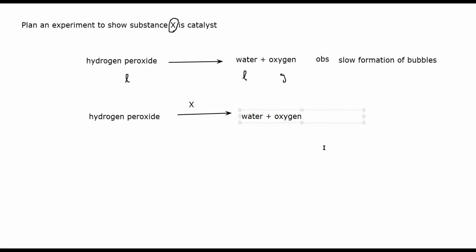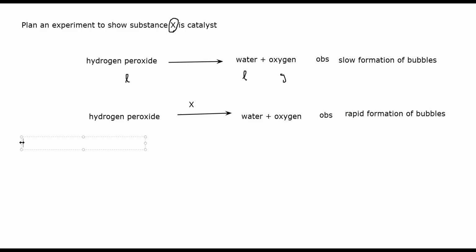But what will be the observation? If a substance is a catalyst, then we'll observe rapid formation of bubbles, because catalysts speed up the rate of the reaction. So how can you plan this experiment, how can you show that the substance is a catalyst? Because for a substance to be a catalyst, it should alter the rate of a reaction and should not be consumed, with no change in the catalyst.